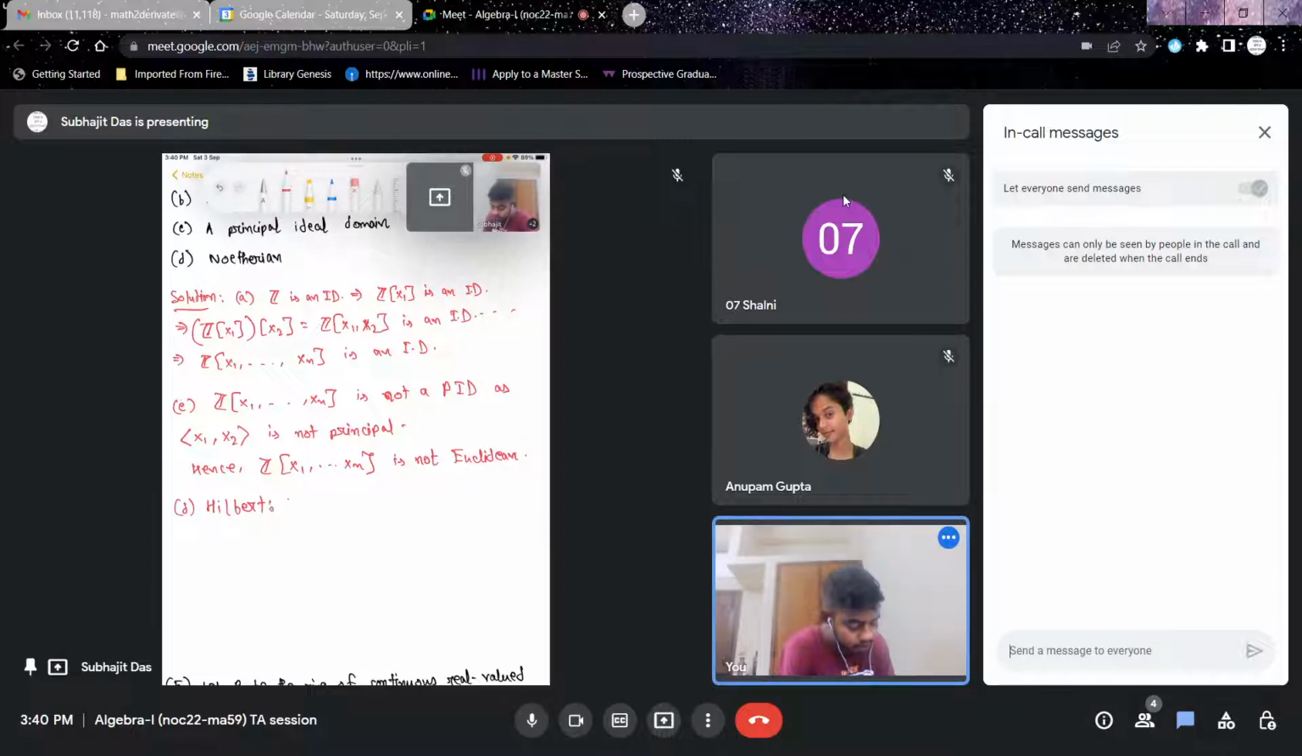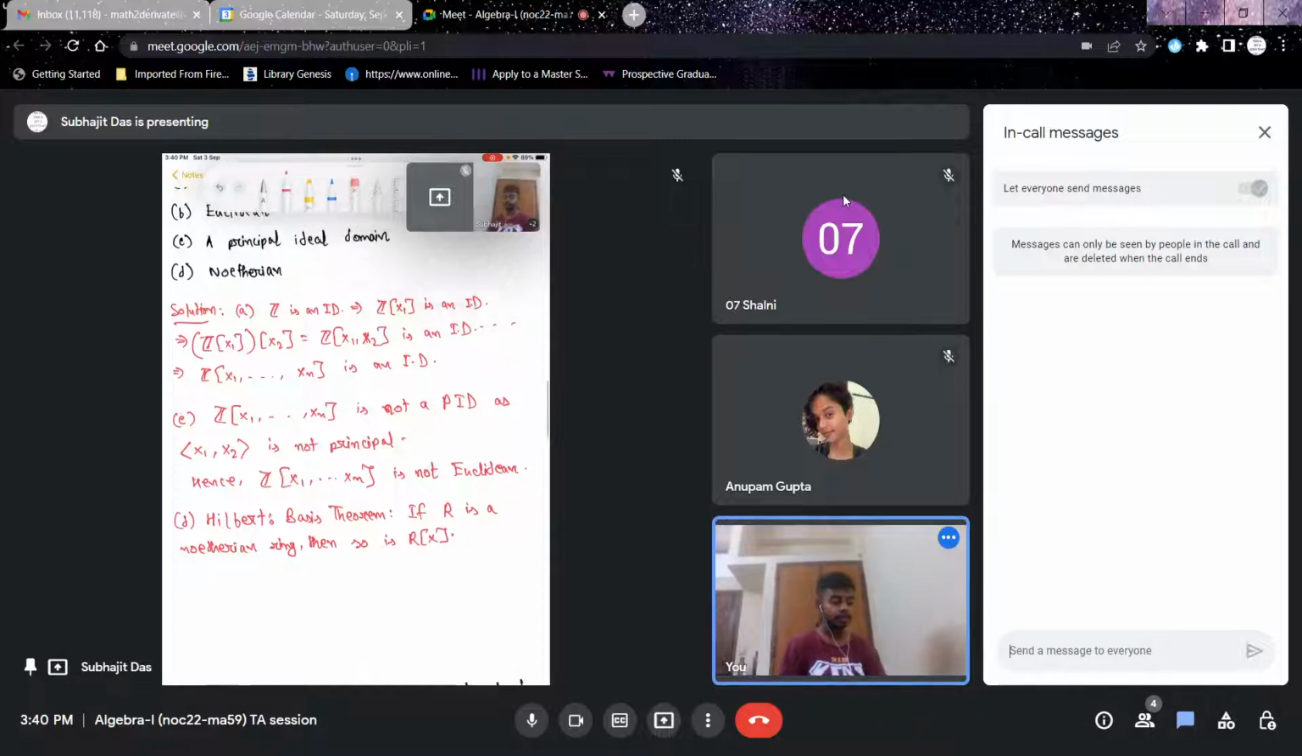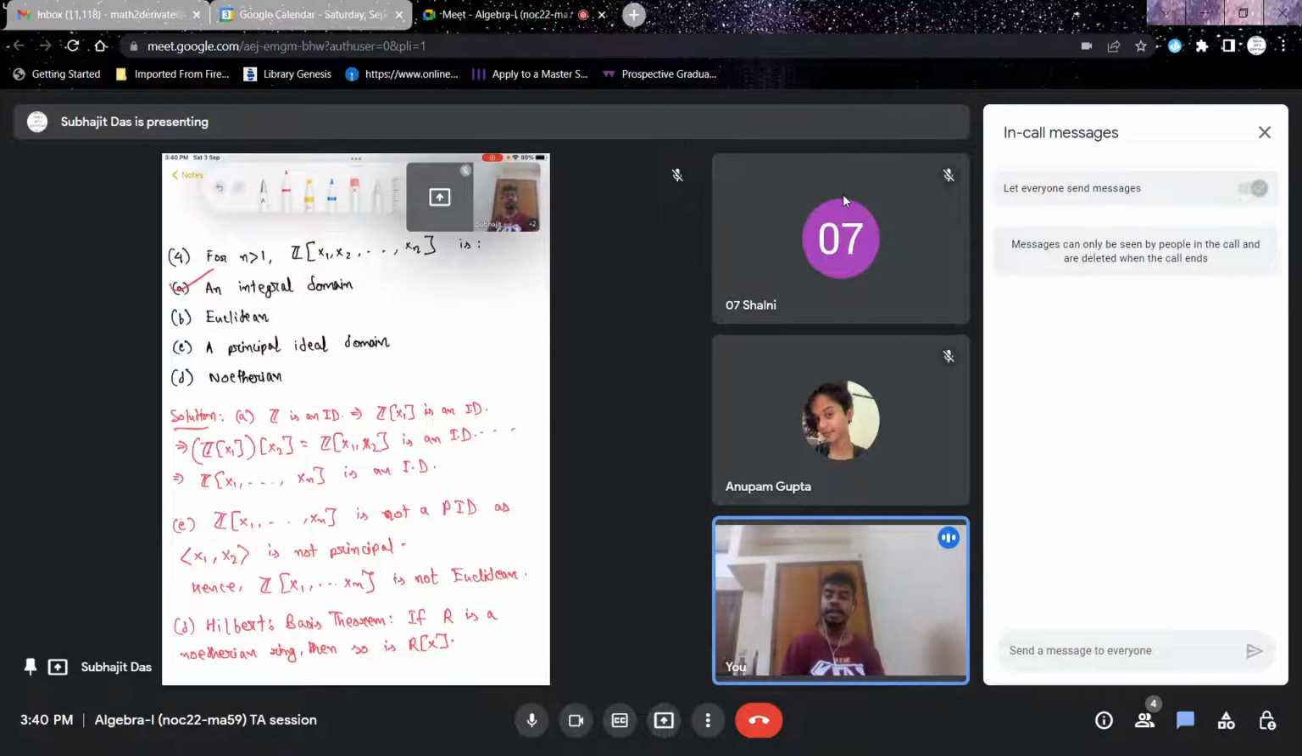So Hilbert's basis theorem says that if R is a Noetherian ring, then so is R[x], right? So if you take a ring which is Noetherian, then the corresponding polynomial ring over that ring in one variable will also be Noetherian. This is what the Hilbert's basis theorem says. A very simple statement, but with very far-reaching consequences. So from this, can we now deduce that Z[x1, ..., xn] is Noetherian?